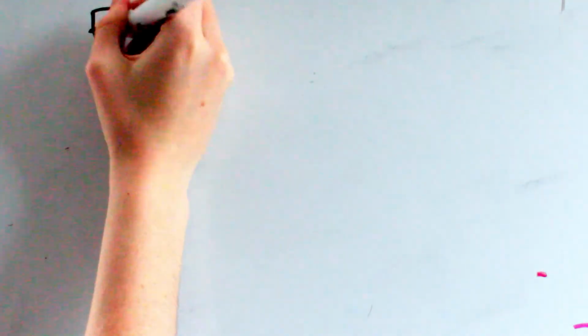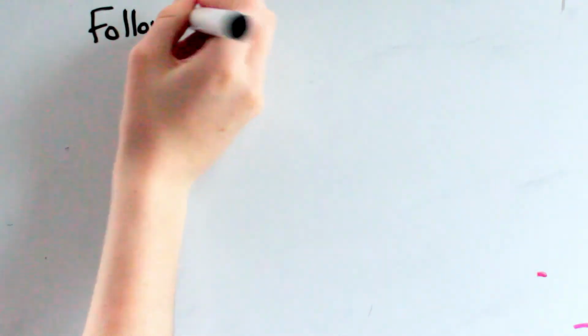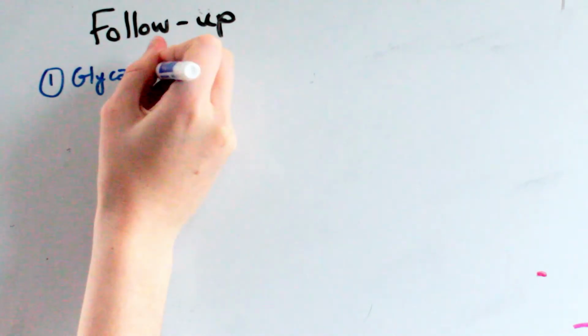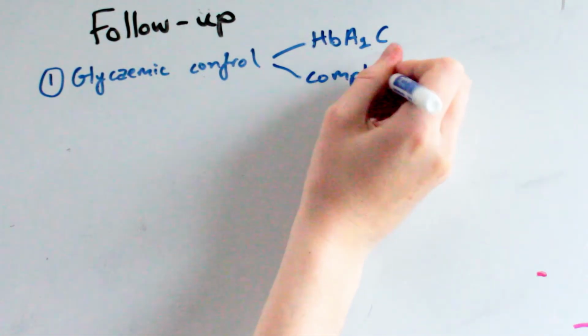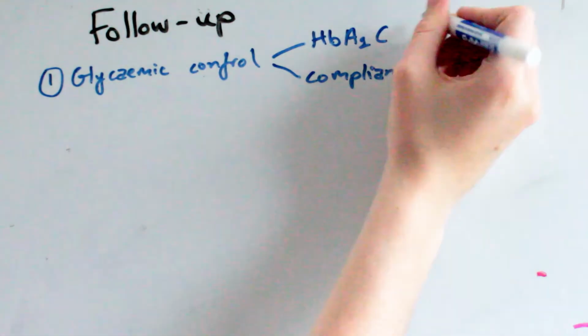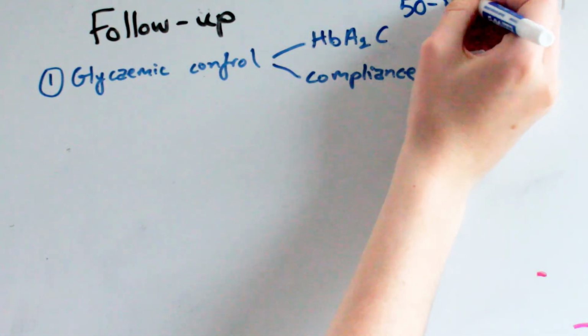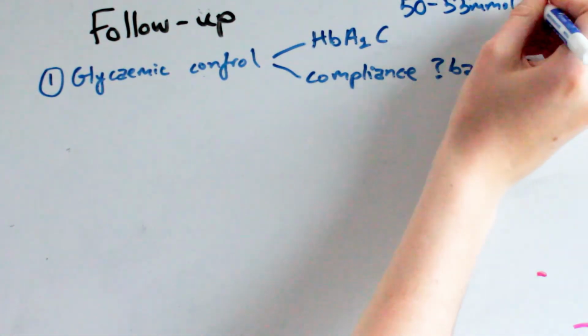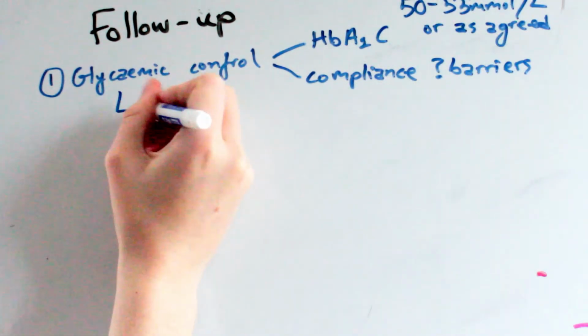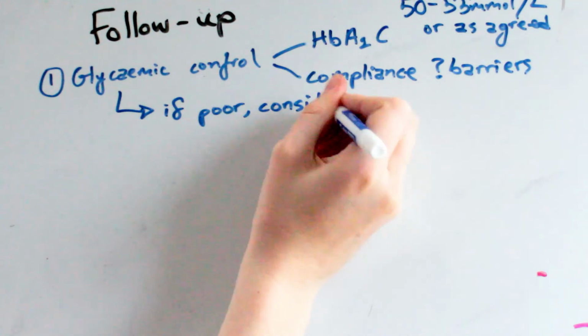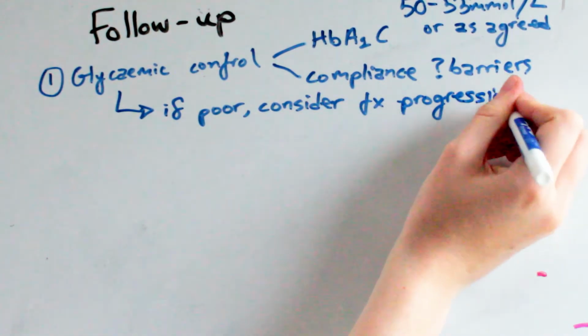Now, follow-up of patients with diabetes is important. First, we want to assess glycemic control by measuring HbA1c and asking about medication compliance, identifying any barriers. The target HbA1c should be 50 to 55 millimoles per mole, or as otherwise agreed upon. If glycemic control is poor, consider treatment progression.